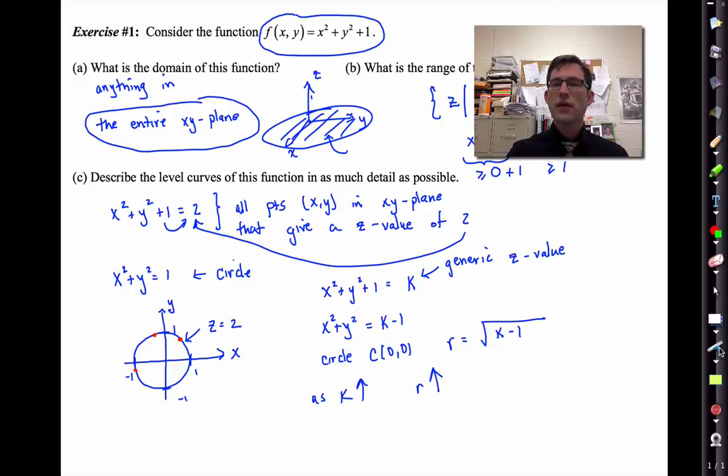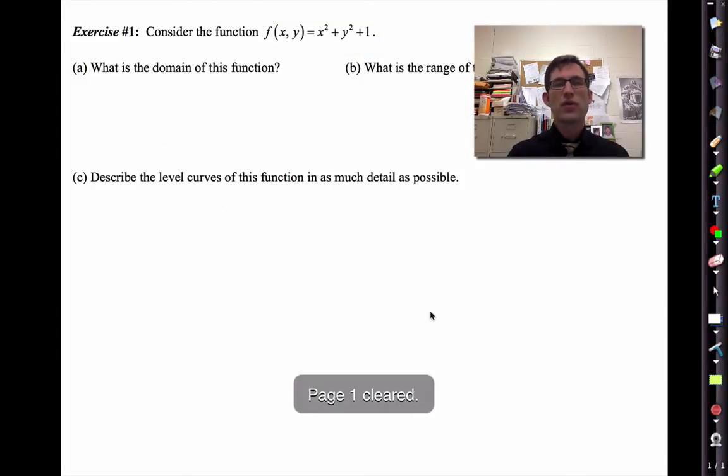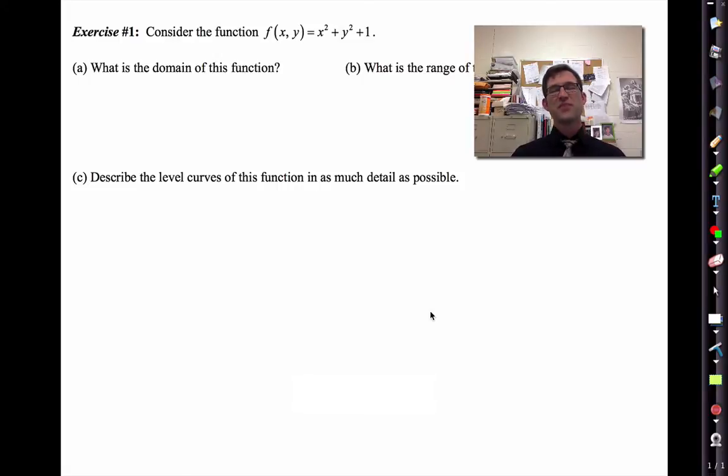I like to talk to kids about level curves in terms of Catscans, because we all have experience with those, right?